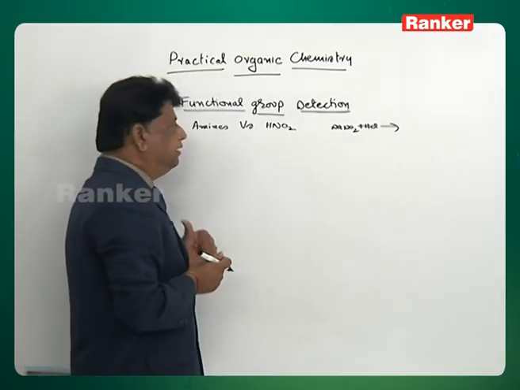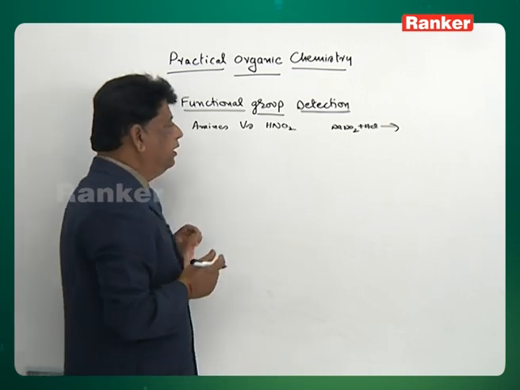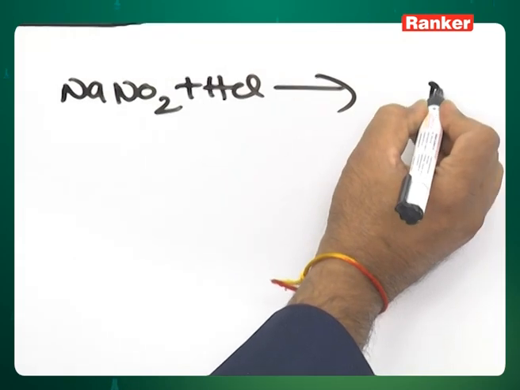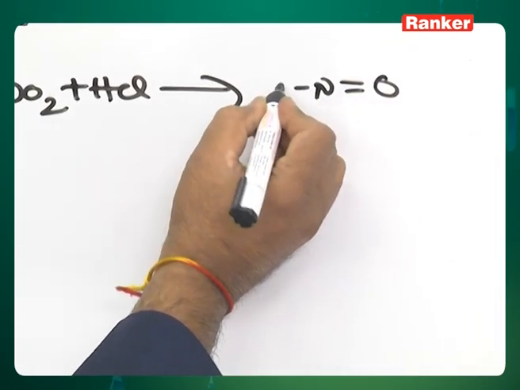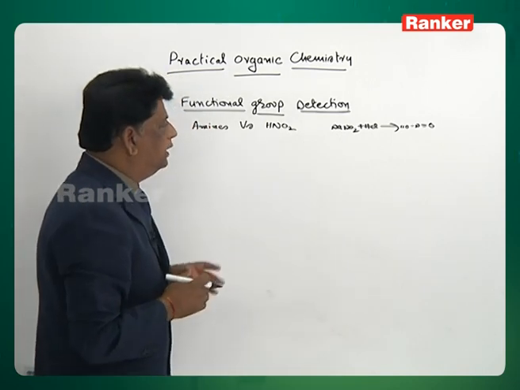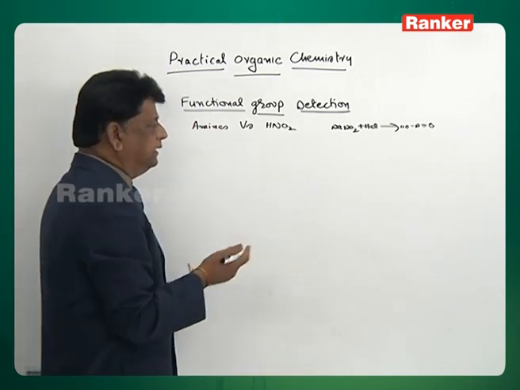NaNO2, a salt of nitrous acid, is quite stable. Potassium nitrite or sodium nitrite, when you add HCl, HNO2 is released. HNO2 will have a structure like this. Okay, HNO2, nitrous acid, plus NaCl is released.